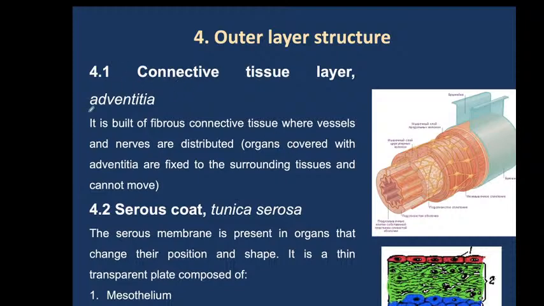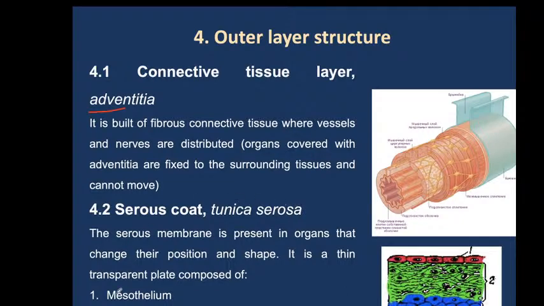It would be adventitia. It is built of fibrous connective tissue, and this is the layer where small vessels are located, and usually adventitia helps to fix and make organs stable, because it connects with the other organ or other walls or other anatomical structures, and it makes these organs localized.